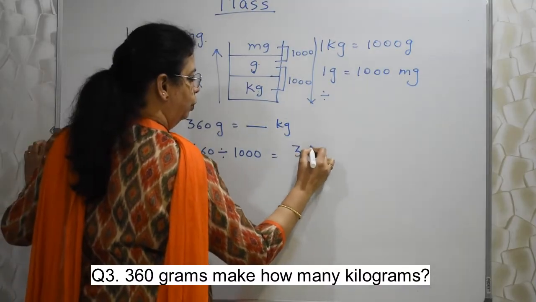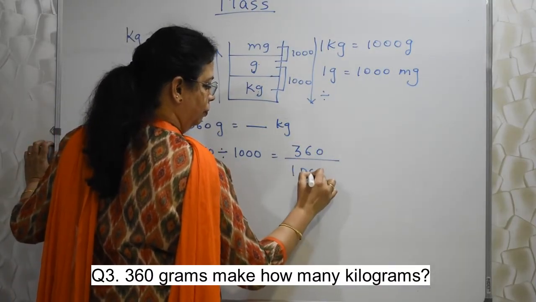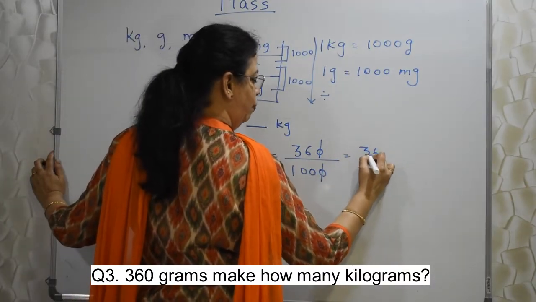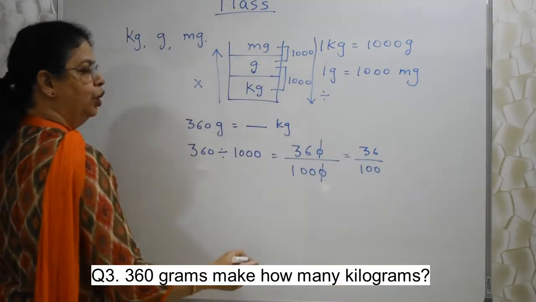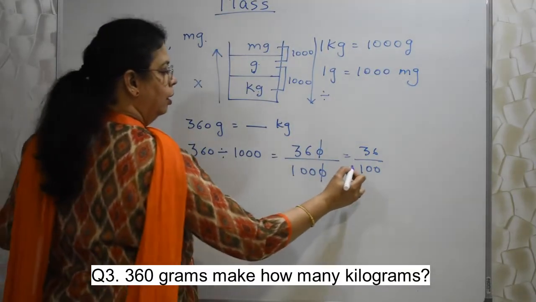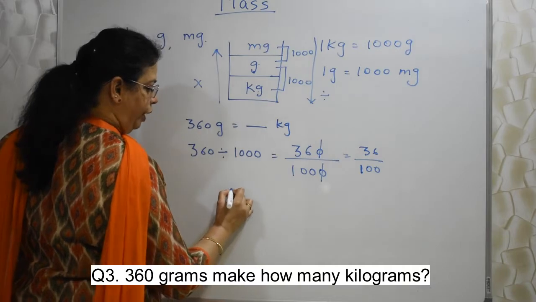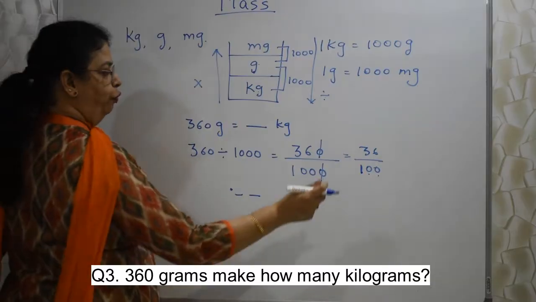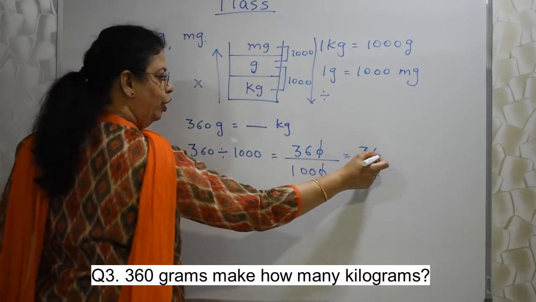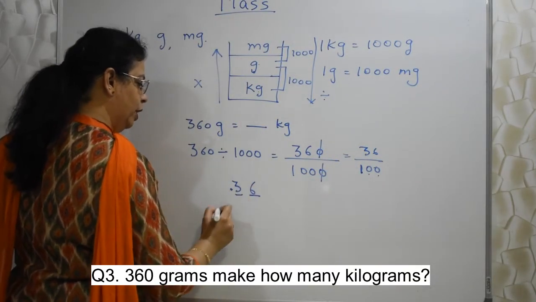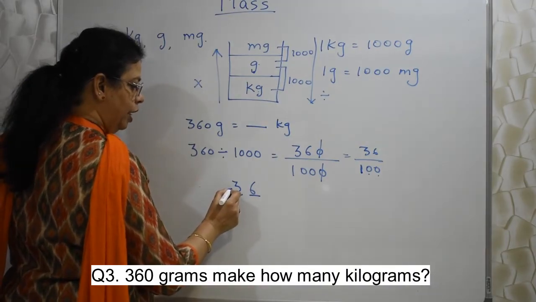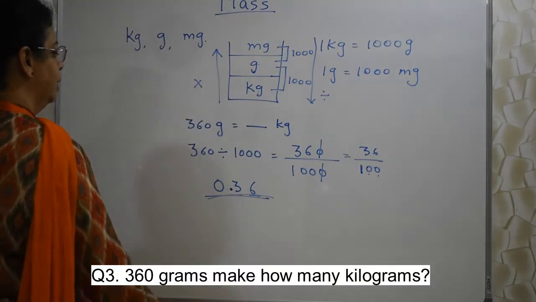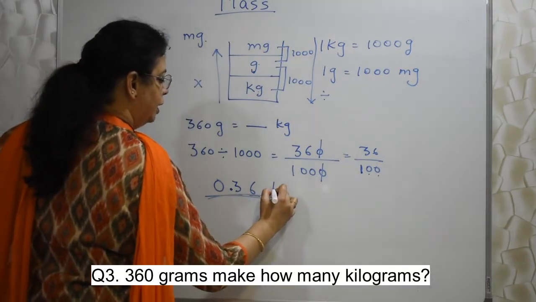So how can I do that? 360 upon 1000. 10 10 gone. So ultimately I have 36 upon 100. How can I convert this into decimal? This one means point. After that I have 2 zeros, so 2 places I have to fill up my numerator. Fortunately I have only 2 places, so 36 will come here. But this decimal should be visible, so I am adding this 0. So my answer is 0.36 kg.